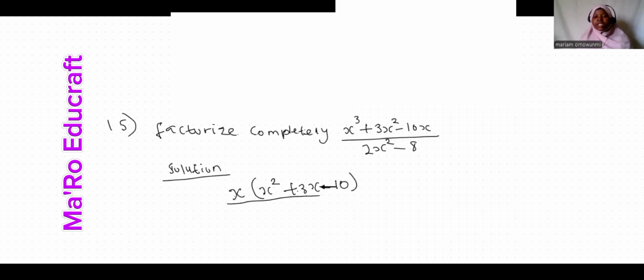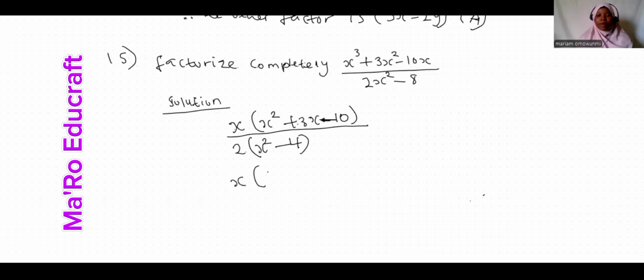Over, if you notice in the denominator, 2x squared minus 8, 2 is common in 2x squared. 2 is also a factor of 8. So let's take 2 out. 2, open bracket, 2 in 2x squared, we are left with x squared, minus 2 in 8, we are left with 4. x squared plus 3x minus 10 is a quadratic equation.